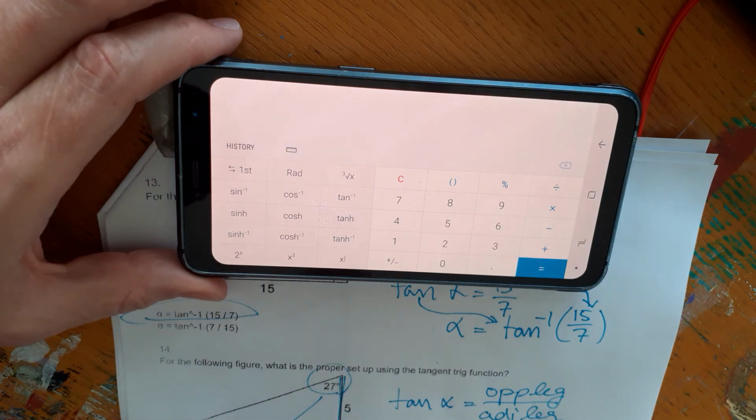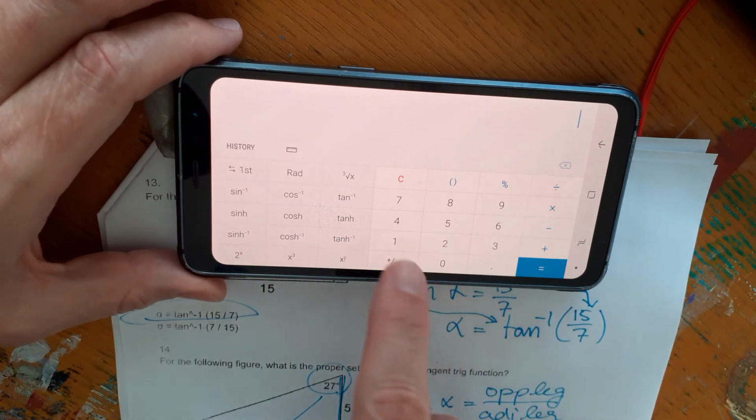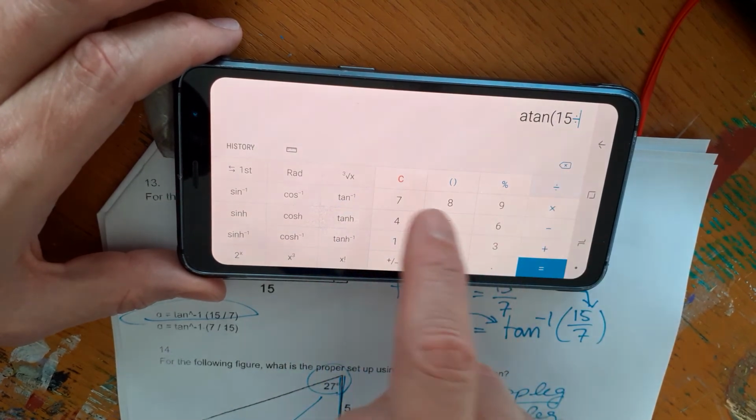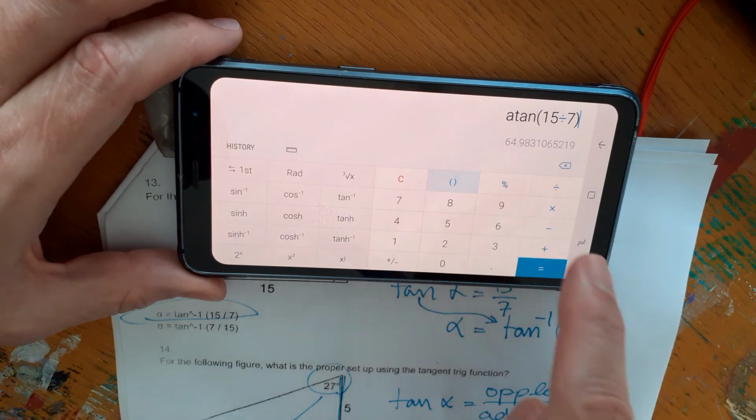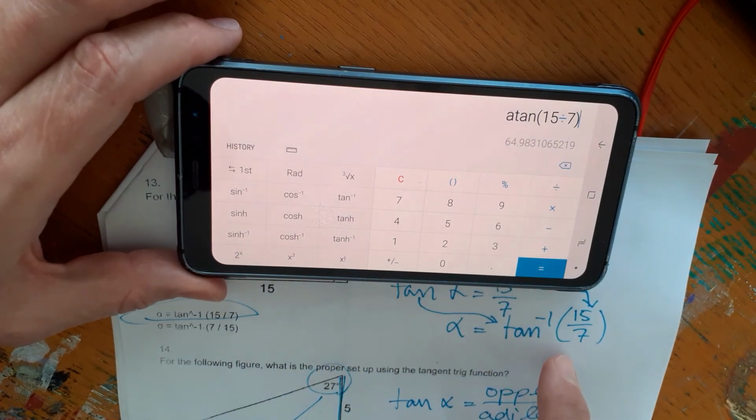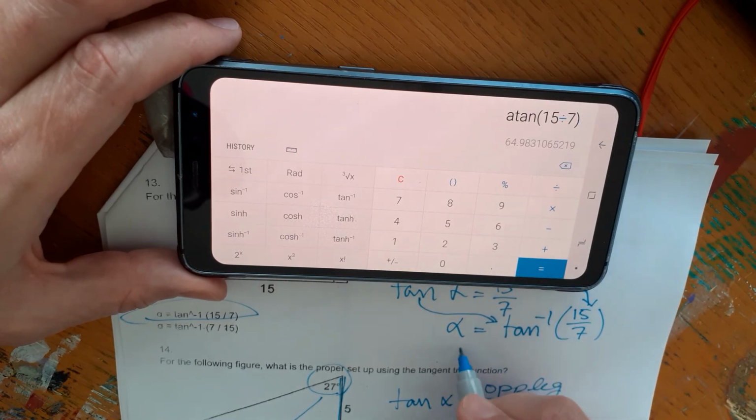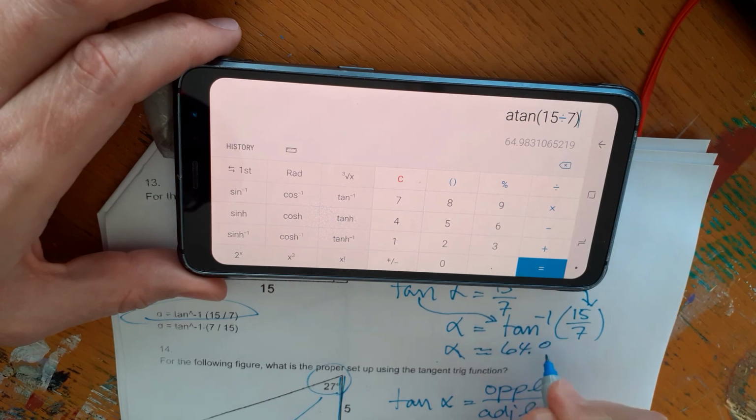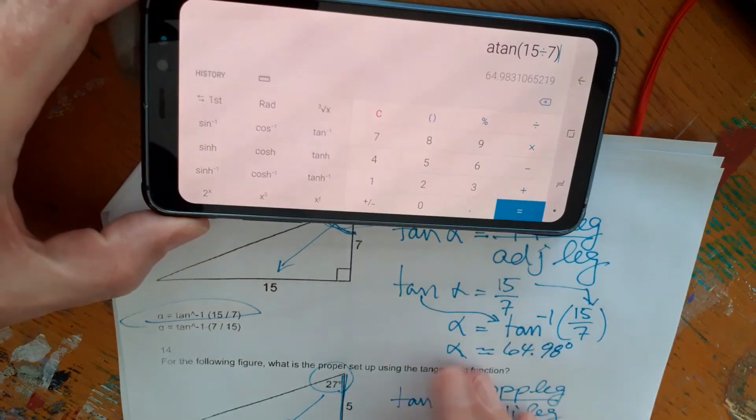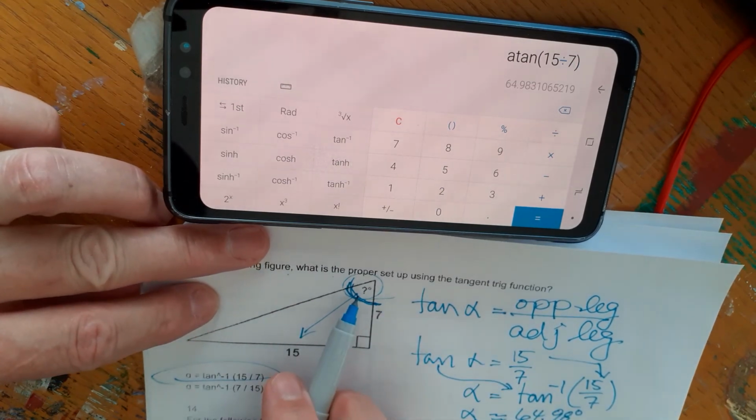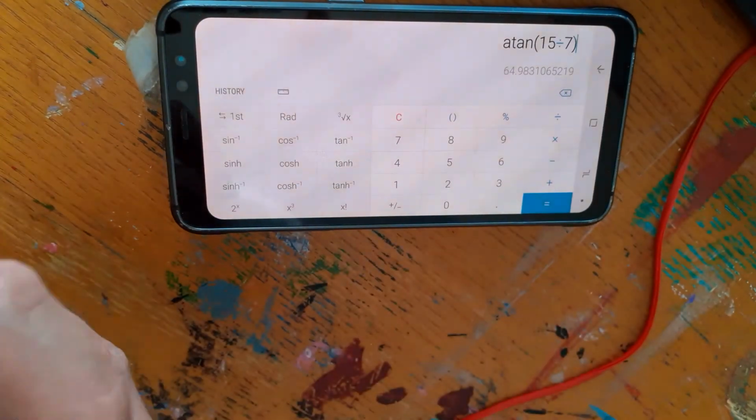It's the reverse operation. So we have tangent of 15 over 7, and I'm going to do inverse tangent of 15 divided by 7, and close it with the parentheses, although I don't need to, but it looks a little bit better to me. And I get 64.98. So alpha, the angle, is approximately equal to 64.98. That's going to be in degrees. That means this angle right here is 64.98 degrees. All right, let's go back.